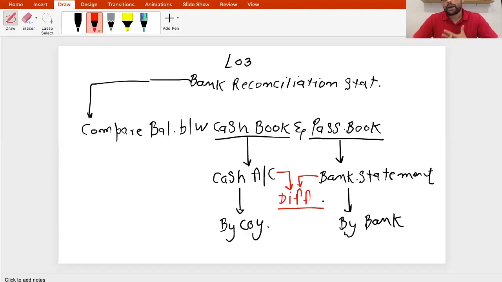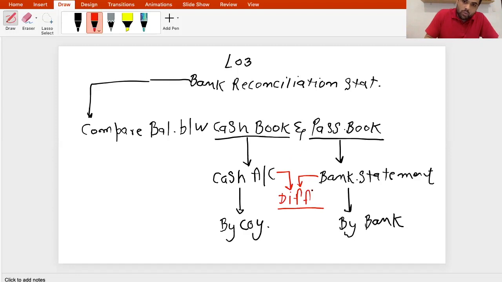All right, so I repeat again, cash accounts are prepared by the company and the bank statement, which is the passbook, is prepared by the bank. For example, I deposit money in the bank. Right away I make a transaction in my cash accounts, right? And when the bank receives that money, the bank starts making a transaction in the passbook. So that's mainly the idea behind the cash book and the passbook.